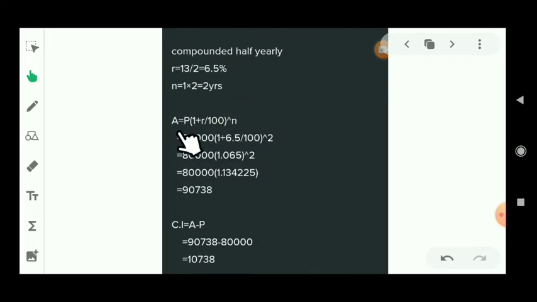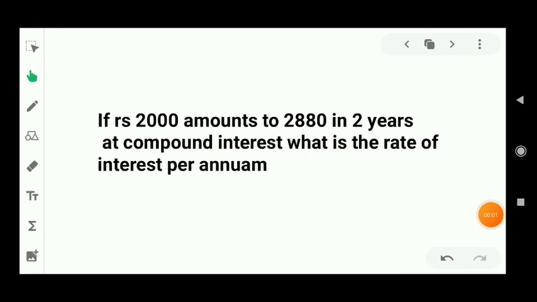So now we have to use the formula of the amount, that is P bracket 1 plus R upon 100 to the power N. That means the principal is 80,000, the rate's value is 6.5% per annum, and N's value is 2. After solving it, its value will be 90,738. But when we find out the compound interest, we have to subtract the principal from the amount. Its value will be 90,738 minus 80,000. That means the answer will be 10,738.